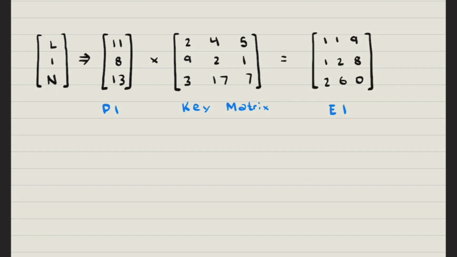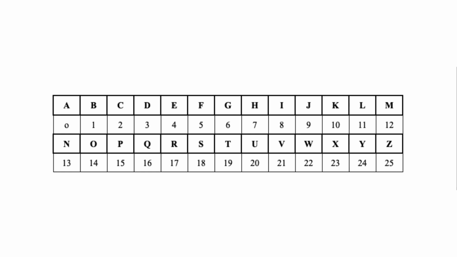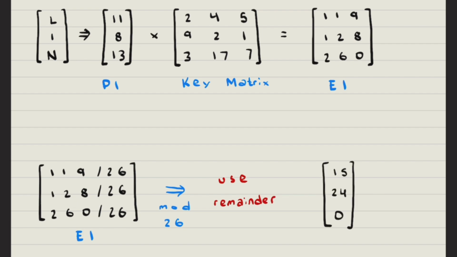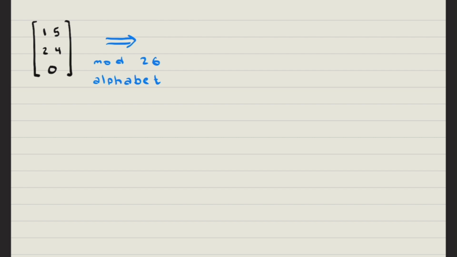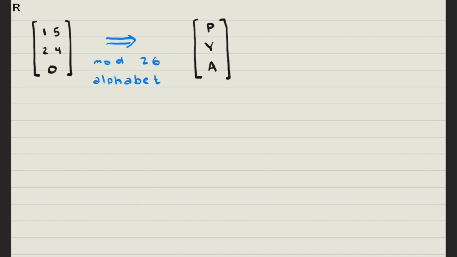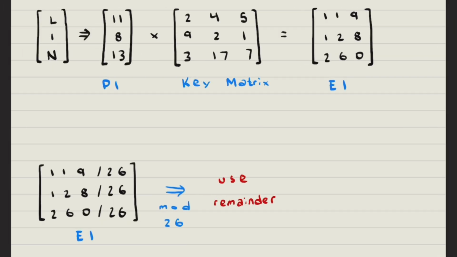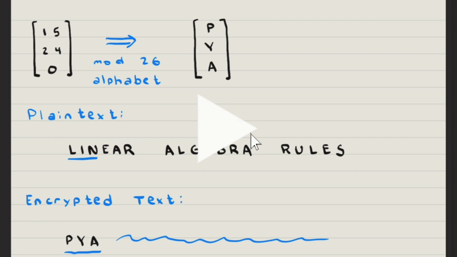Notice how all the numbers inside E1 are greater than 25. This prevents us from converting E1 into letters. In order to solve this, we need to convert E1 into a mod 26 matrix. We do this by dividing each of the numbers by 26 and then using their remainders to make a new matrix. The new matrix using the remainders is 15, 24, and 0. Now that E1 is a mod 26 matrix, we can convert it into letters. 15, 24, and 0 correspond to the letters P, Y, and A. These will be the first 3 letters of our encrypted text. In order to encrypt the rest of the message, we repeat this process for every 3-letter segment of the rest of the plaintext phrase.